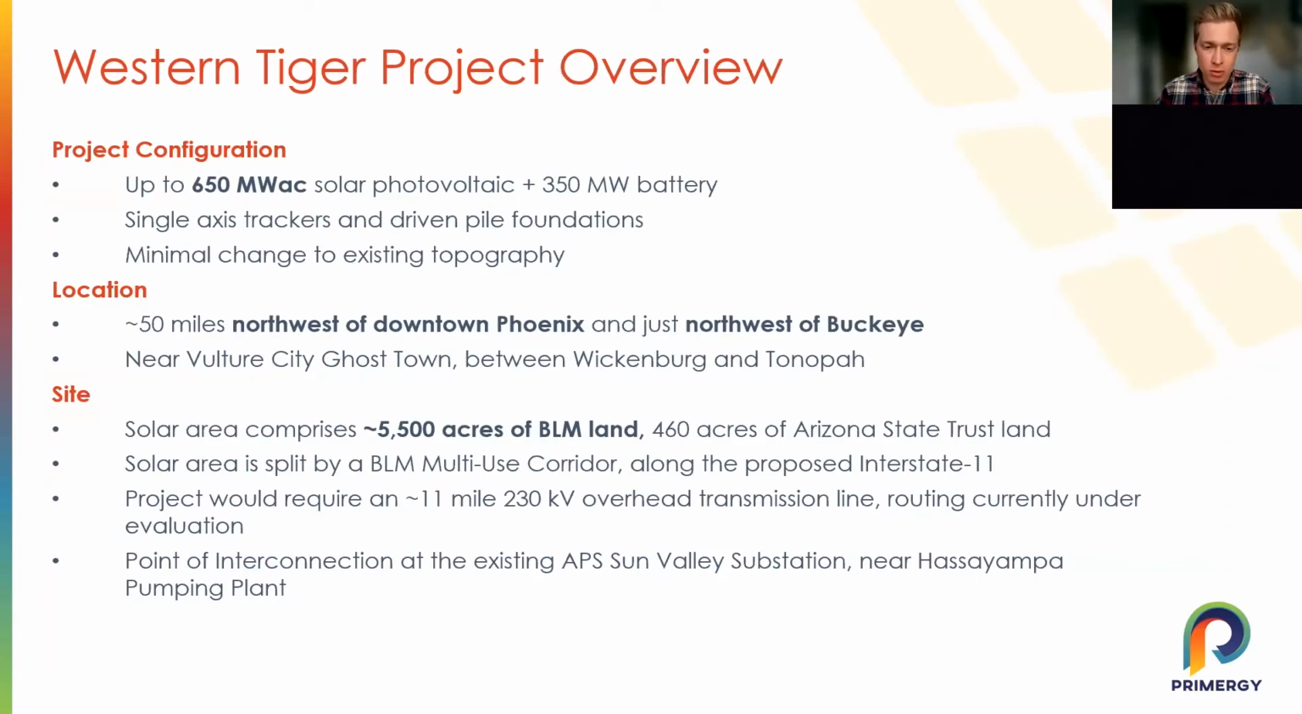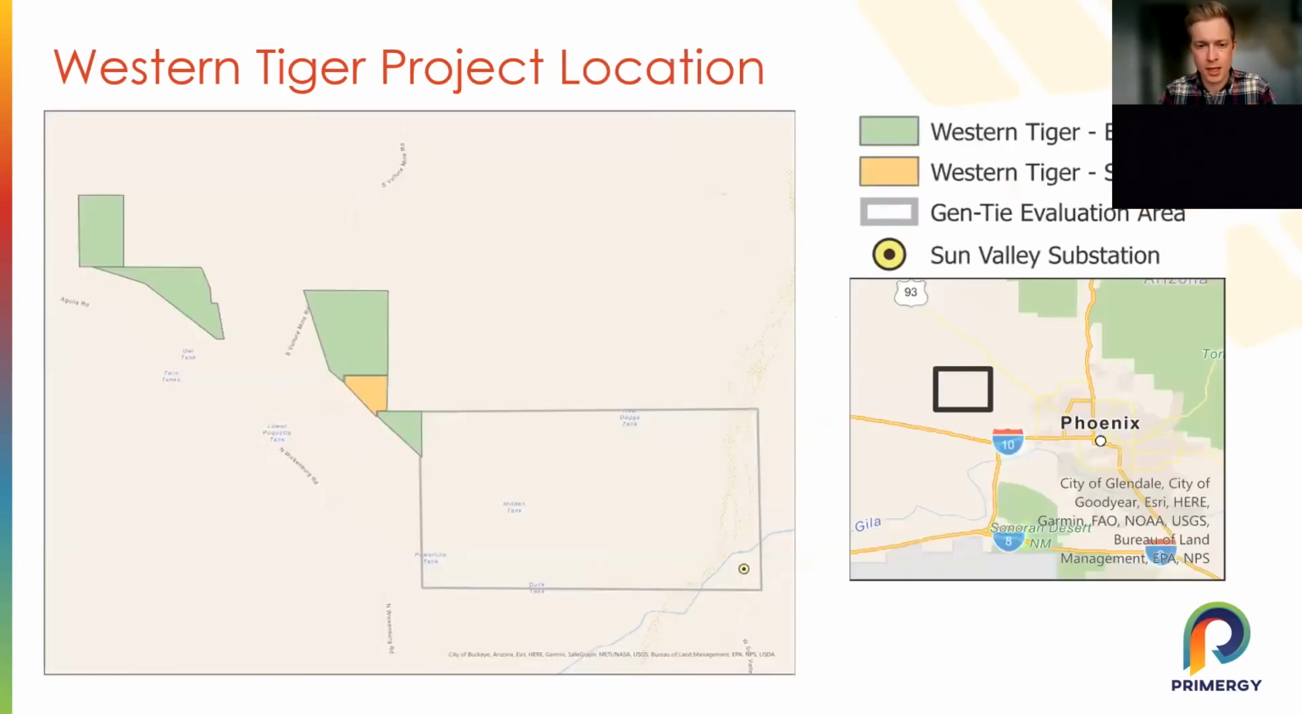The project would also require an 11-mile, 230 kV overhead transmission line to reach our point of interconnection. The routing on that is currently under evaluation and to be determined. Again, the map and what was distributed shows this evaluation area. It's this big gray box. Somewhere we'll have a 230 kV overhead line to reach that Sun Valley substation, which is our point of interconnection to the broader electrical grid.